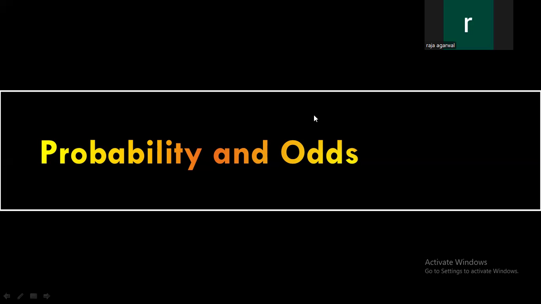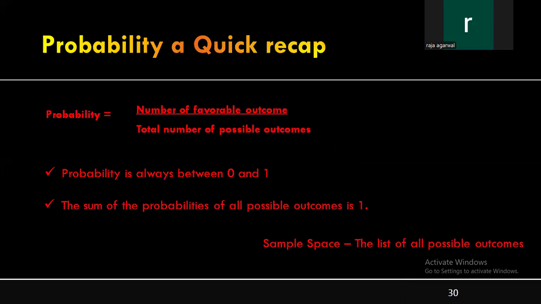Okay, so what is a probability, guys? You might have studied it in school time. So this is the equation for probability. See, the probability values range between 0 and 1. Okay, number of favorable outcomes divided by the total number of possible outcomes.